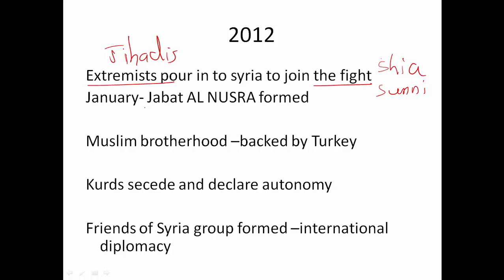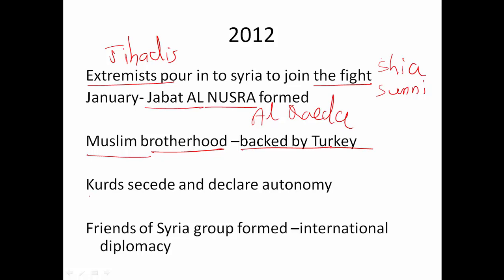In January, a group called Jabhat al-Nusra was formed. This was the branch of Al-Qaeda in Syria. Also, the Muslim Brotherhood, a big organization which has its roots in Egypt, Turkey mainly, and many other countries as well, started fighting the government. This was backed by Turkey.